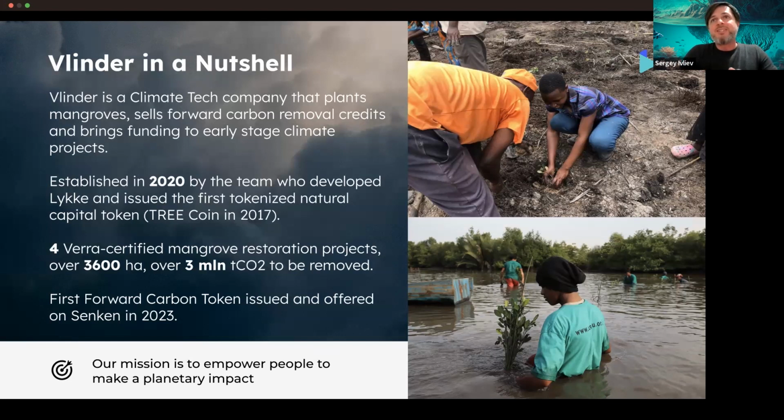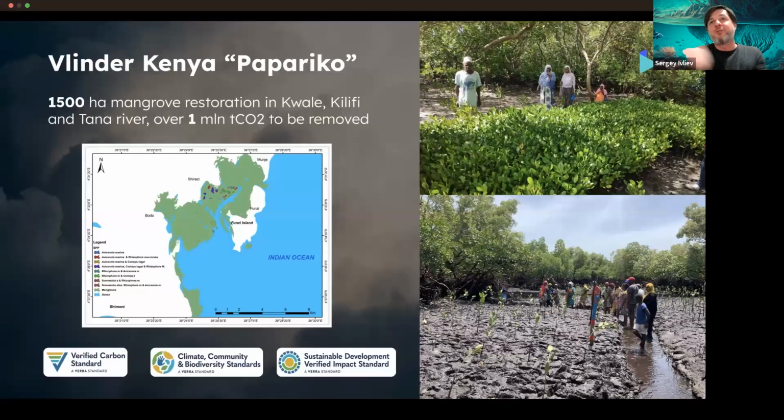So if you go to the next slide, this shows our flagship project, which we now develop in Kenya. In the south of Kenya, near the Tanzania border, there is Kwale County, where we restore degraded areas and plant mangroves. We expect to remove around 1 million tons of CO2, our little contribution to the reversal of climate change. And this project is going to be certified with Vera VCS and CCB standards, as well as SD VISta, which verifies the achievement of the SDG goals.